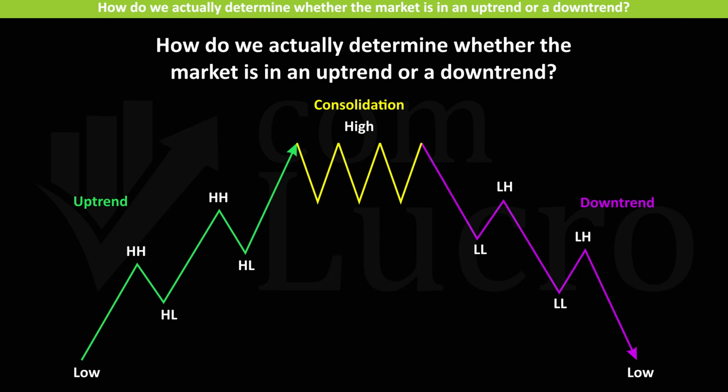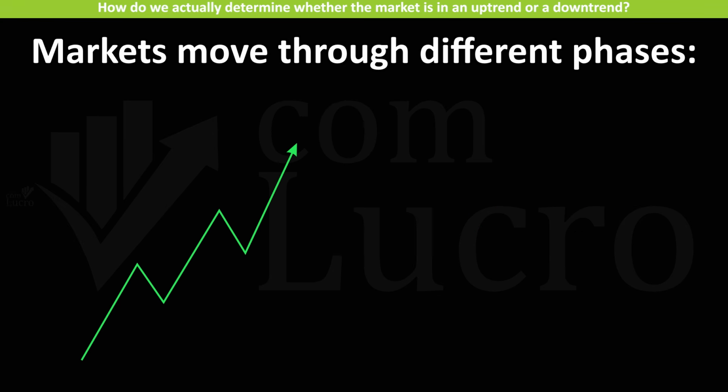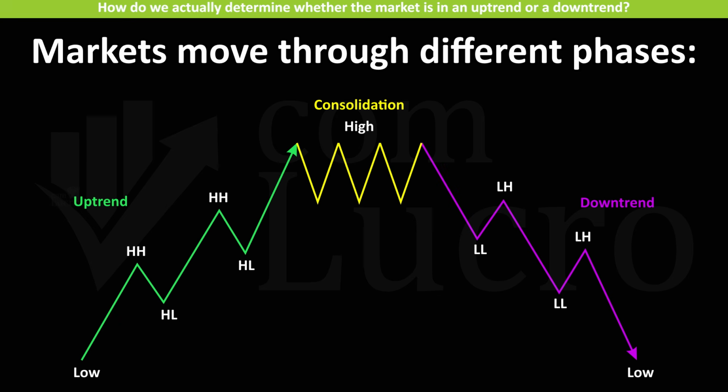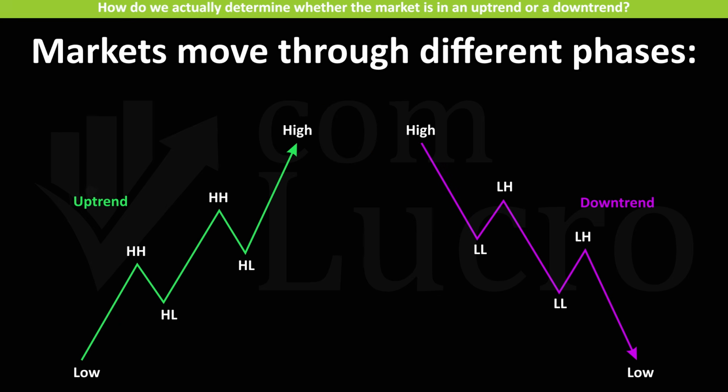So, how do we actually determine whether a market is in an uptrend or a downtrend? Markets move through different phases. At times, price trends higher in an uptrend. At other times, it trends lower in a downtrend. And there are also periods of consolidation where price moves sideways and direction is less clear. In this video, we will focus specifically on trending conditions.